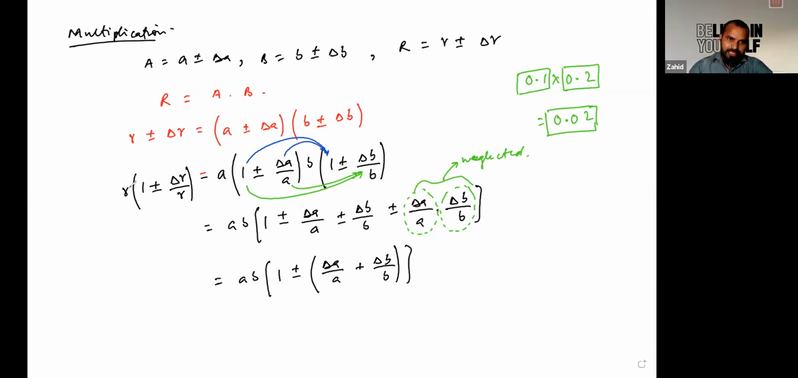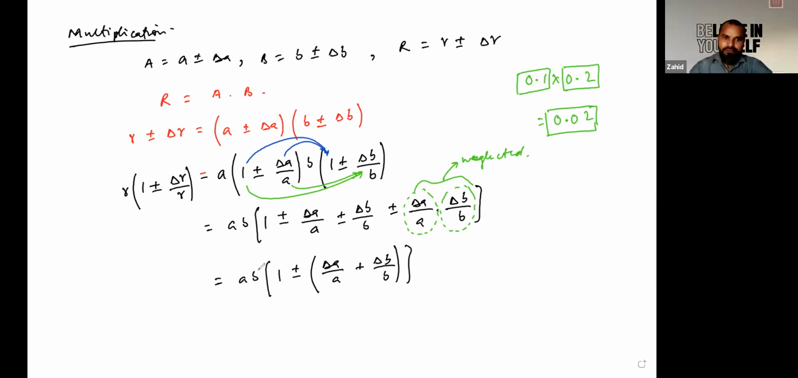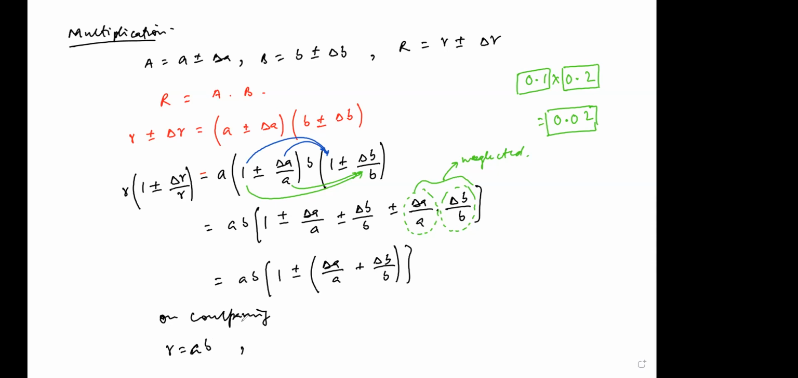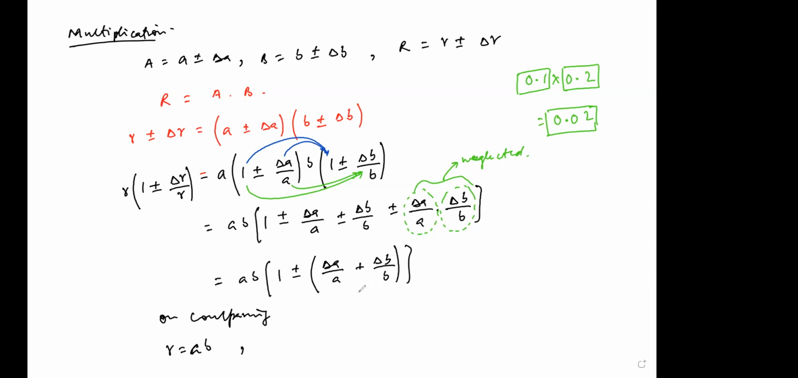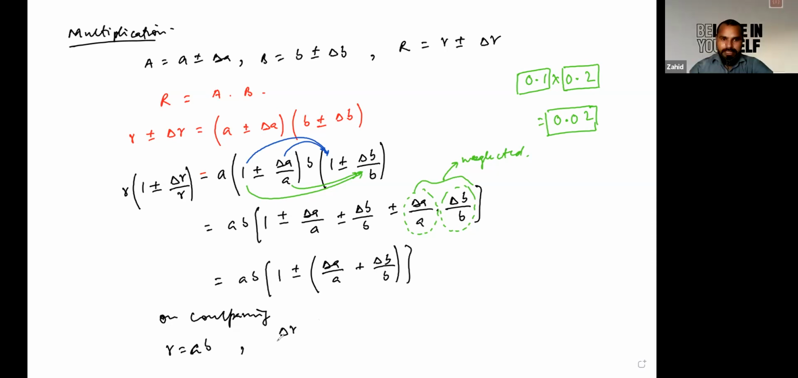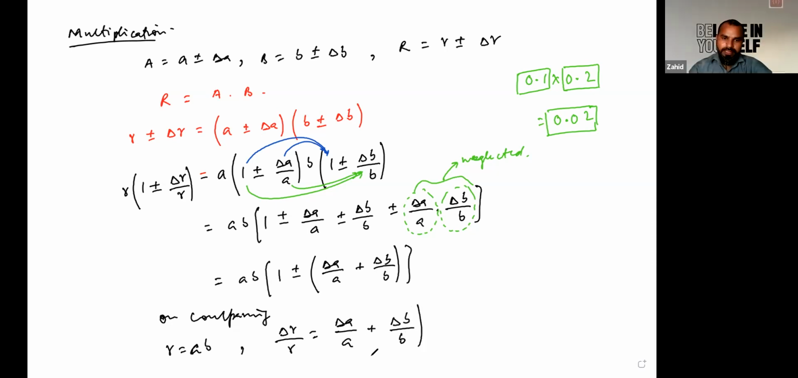On comparing the left-hand side and the right-hand side, there is a coefficient R in the LHS part, and there is a coefficient A times B in the right-hand side part. So on comparing, we can say R equals A times B, and similarly delta R over R would equate to this particular term. So delta R over R equals delta A over A plus delta B over B.